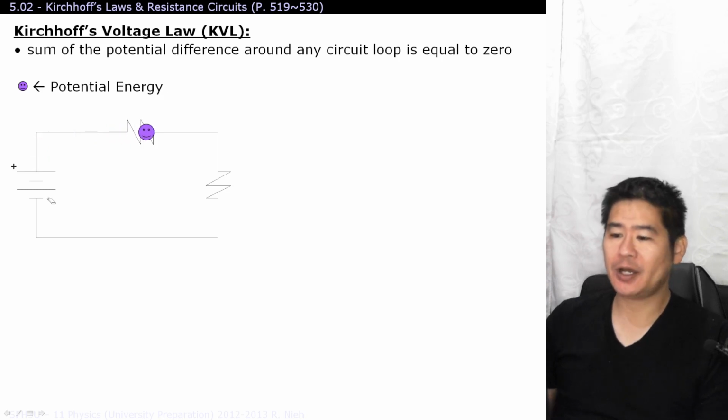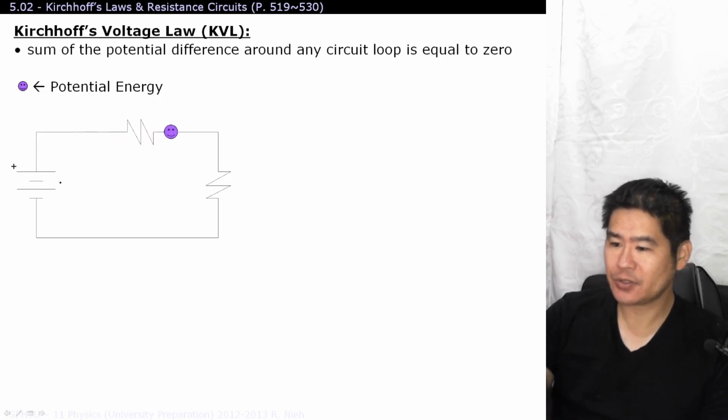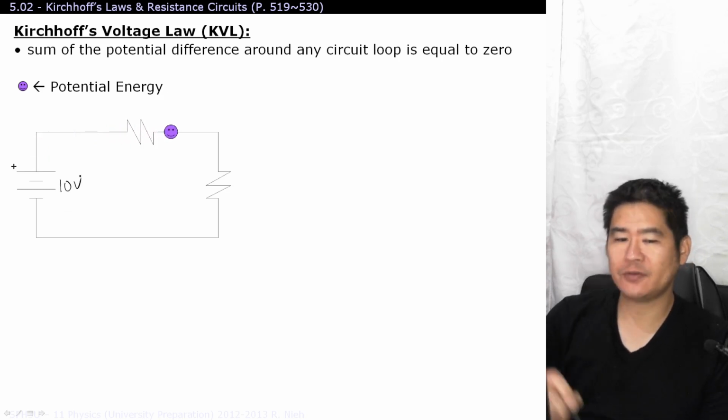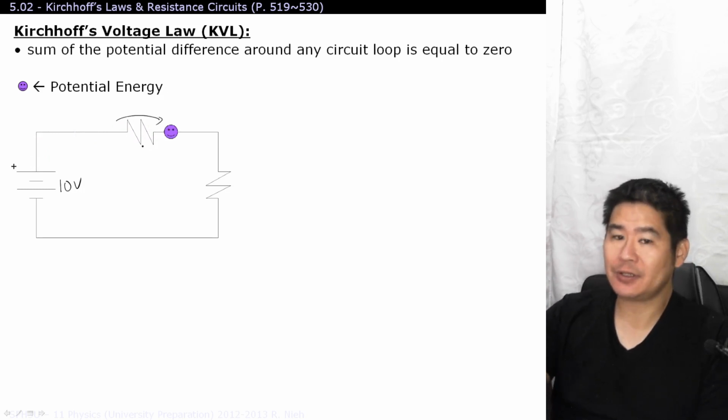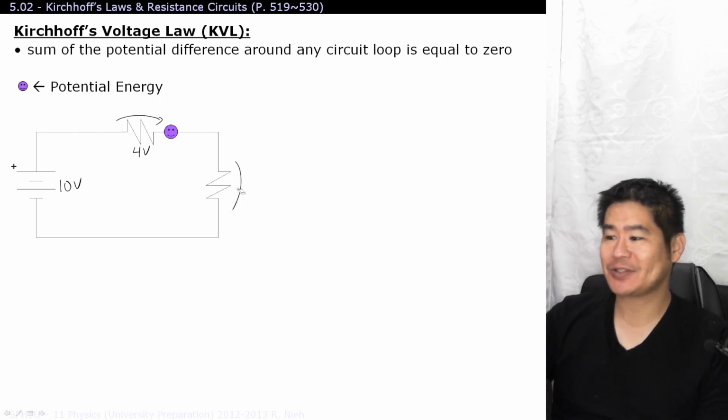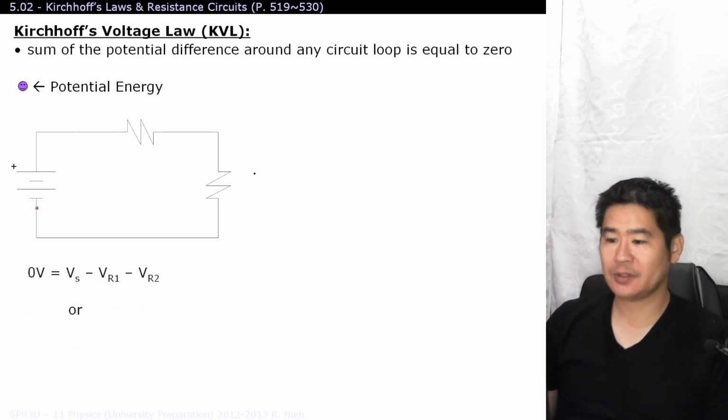If I give numbers and context to this, let's say that the source over here had a voltage of 10 volts. And as this packet of energy passes through here, let's say hypothetically it lost 4 volts of energy per coulomb. Well, how much remains for this last guy over here? That's correct, 6 volts. And that's Kirchhoff's voltage law.